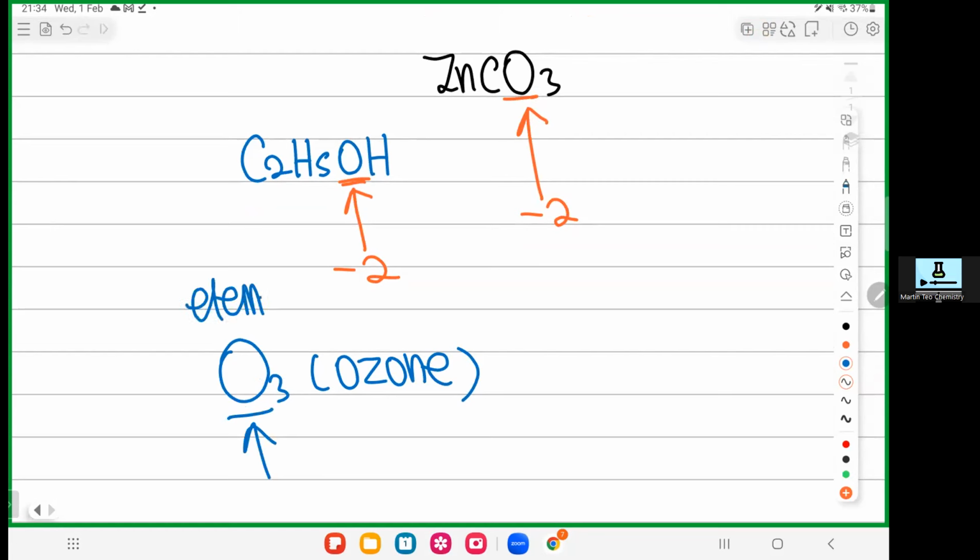You are an element. So when you only have one species, you are an element. When you are an element, zero. As simple as that.